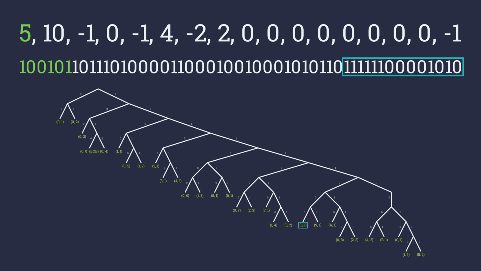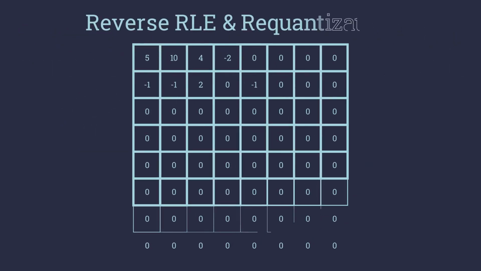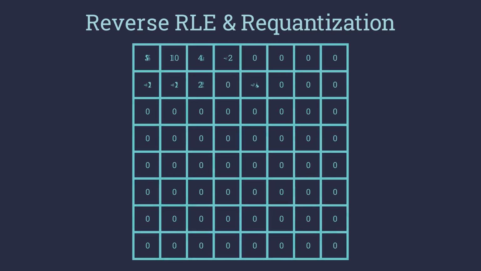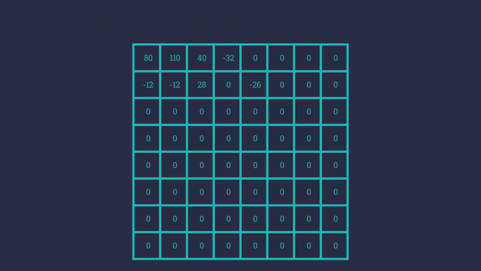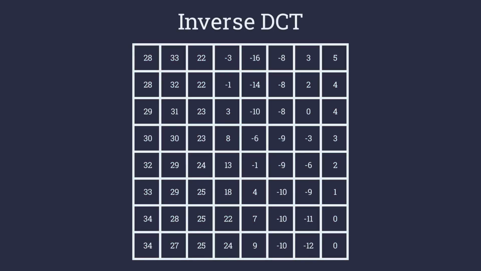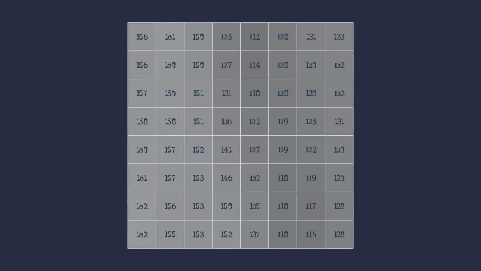Take a look at that. Isn't it beautiful? Now, by running the reverse zigzag traverser, we can put these values back into the matrix. Once they are in the matrix, we can run the inverse DCT to convert the frequency coefficients into actual pixels. Then, remapping these values to the 0 to 255 range gives us the result.